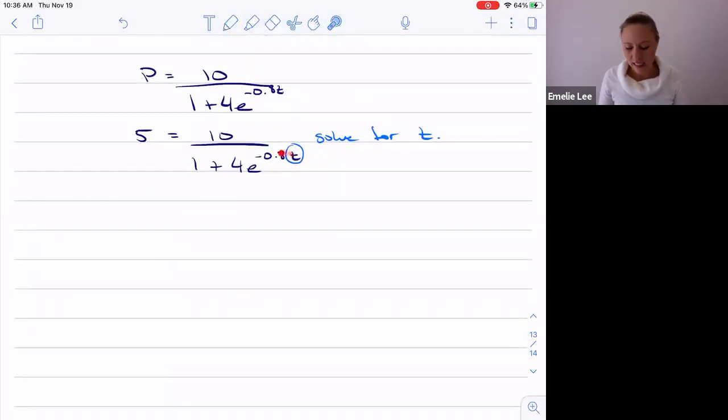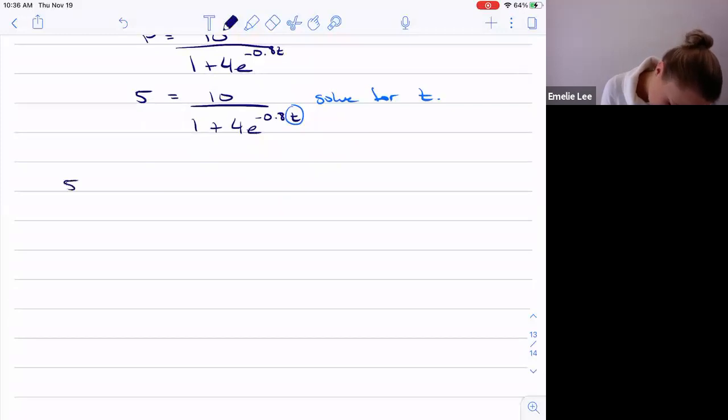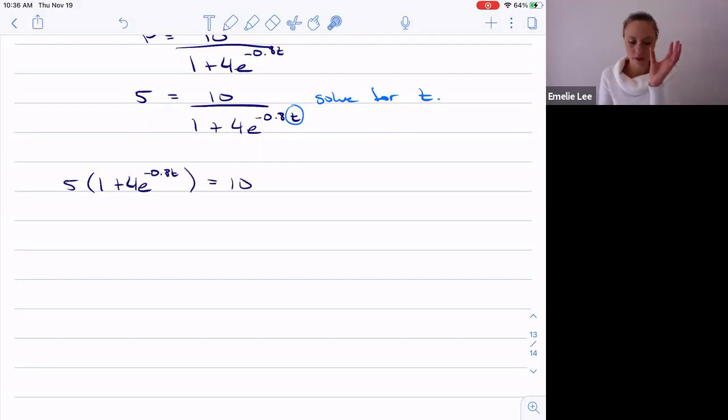Again, I need to isolate the t. There are a couple of ways I can do that. I'm going to move this whole denominator, I'm going to multiply it over to the 5, right? But keep them separate. So what that looks like is I get 5 times 1 plus 4 e to the negative 0.8 t is equal to 10. Keeping them separate, right, makes it easy to bring this 5 over to the right-hand side.